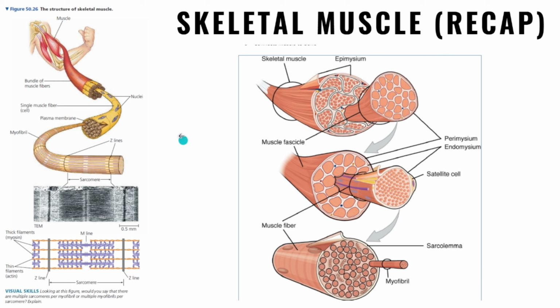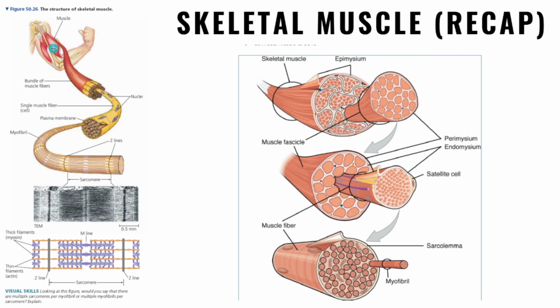Okay, what is a sarcomere? This is the skeletal muscle. In our syllabus, we only learn about the contraction of skeletal muscle. For smooth muscle and cardiac muscle, we don't learn; they are not in our syllabus. We only learn about skeletal muscle, which is the majority of the muscle in our human body.